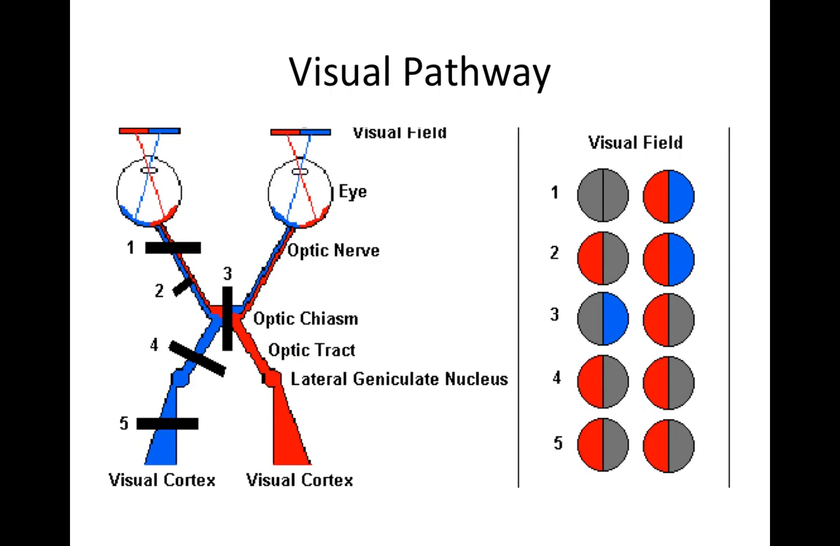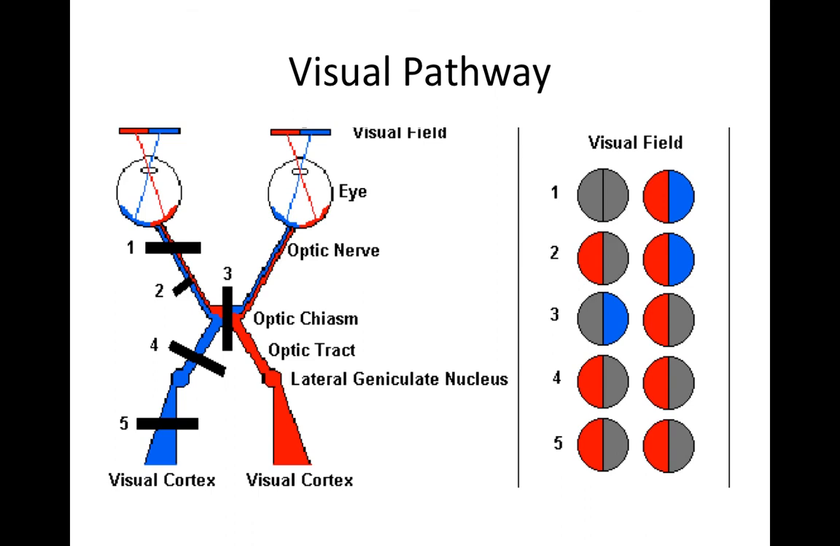So let's talk through some of these deficits. First in this picture, we see number 1. Number 1 would be if the entire left optic nerve is cut. So if we cut the optic nerve, what happens? We lose sight in the left eye. That's what the gray is representative of. We've lost all sight in the left eye. Everything in the right eye is perfectly normal. So this is just ipsilateral loss of vision.